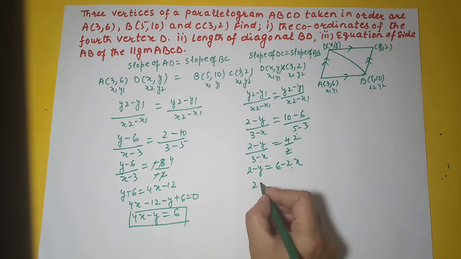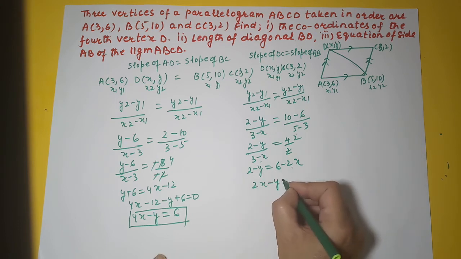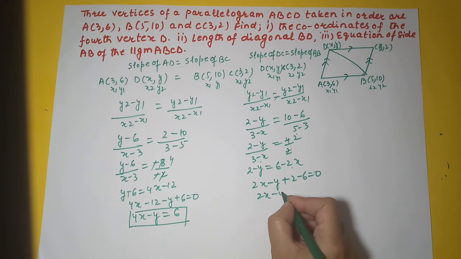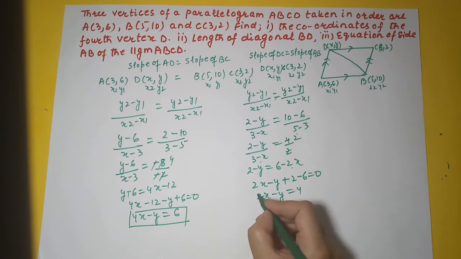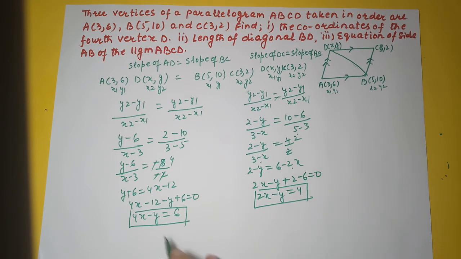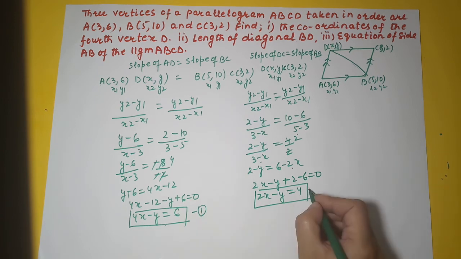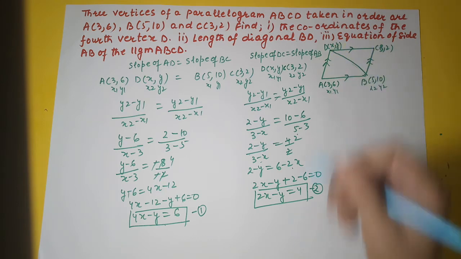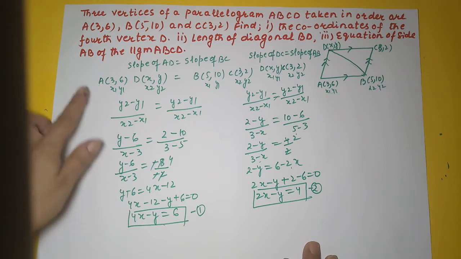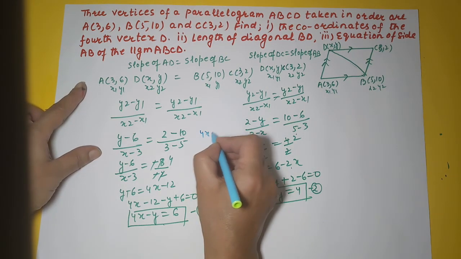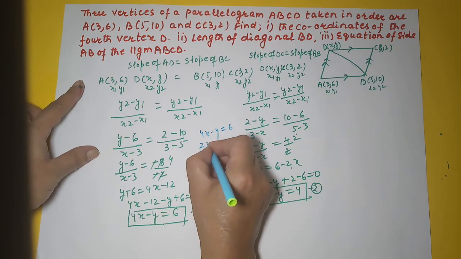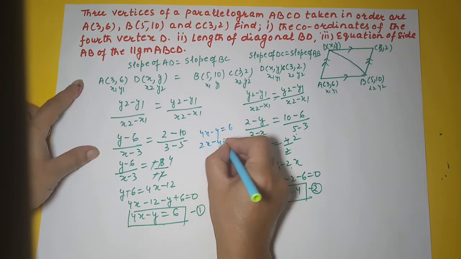Shift these to the side, you will get 2x minus y plus 2 minus 6 equal to 0. So you got 2x minus y equal to 4. This is your another equation, right? Now we will solve these two equations to get the value of x and y, that is the fourth coordinate, this point here. So let's solve these two equations here. We have 4x minus y equal to 6 and we also have 2x minus y equal to 4.